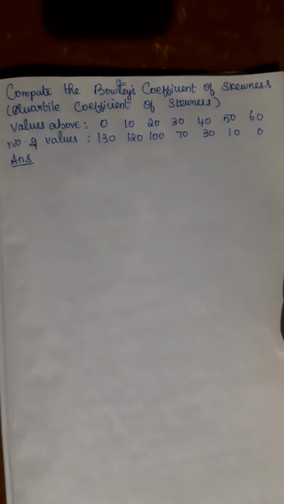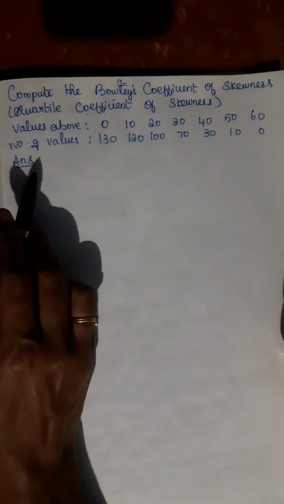Students, today's problem is to compute Bowley's coefficient of skewness, which is also called the quartile coefficient of skewness. See the data. You should not come to the conclusion that it is a discrete series. See the captions carefully: values above and number of values. So actually you should convert this data into a continuous series.